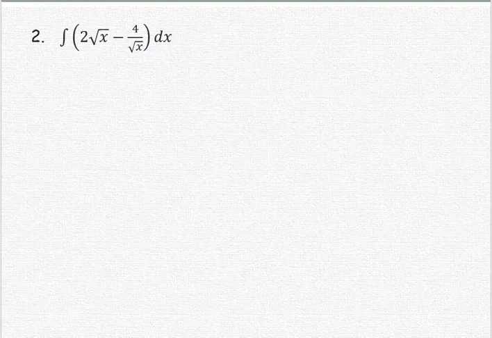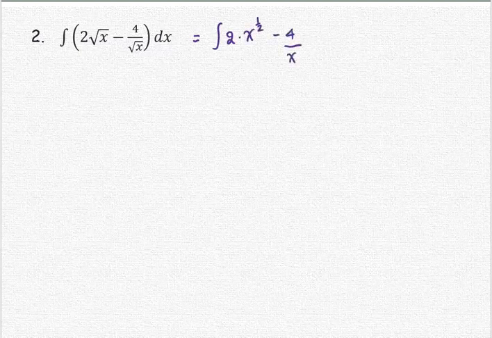In this example, we have the integrand as 2 times square root x minus 4 divided by square root x with respect to x. We do not have a radical rule. We have the power rule. Now we are going to rewrite the radical as a power of x to get the integral of 2 times x to the power 1/2 minus 4 divided by x to the power 1/2 with respect to x.